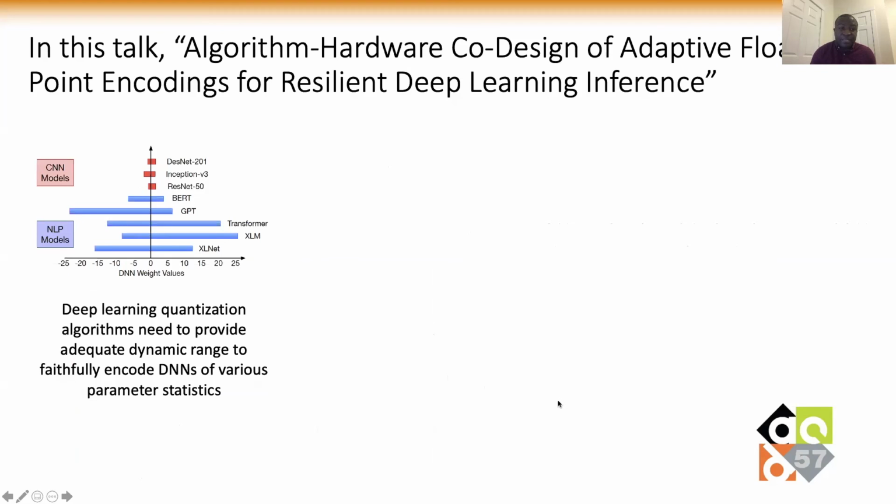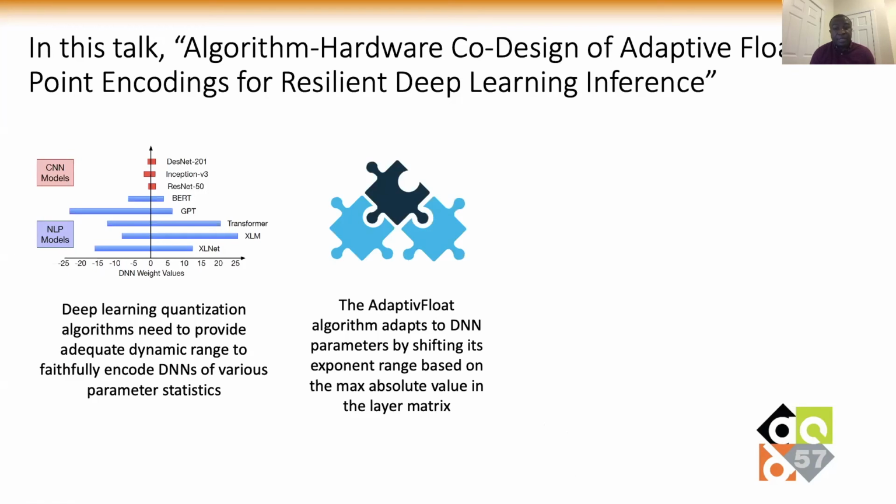So in summary, in this talk, we made the observation that emerging deep neural networks, such as in NLP, exhibit wide parameter distributions that cannot be faithfully represented by common fixed point or integer data types. We address this shortcoming by proposing a floating point-based encoding blueprint for deep neural networks called adaptive float. Notably, adaptive float adapts to DNN parameters by shifting its exponent range on a layer-by-layer basis based on the maximum absolute value in a tensor.